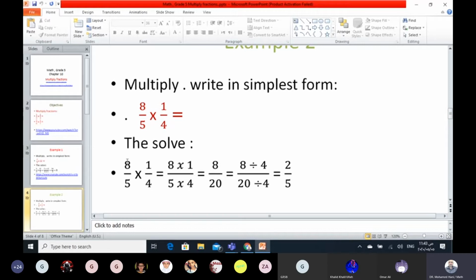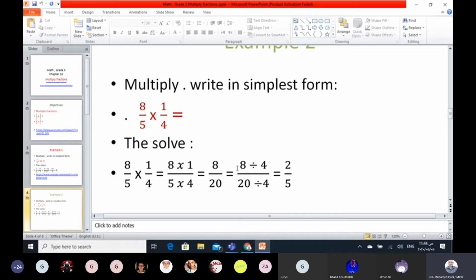How? We can write here 8 over 5 multiplied by 1 over 4: 8 multiplied by 1, over 5 multiplied by 4. So 8 multiplied by 1 will be 8, and 5 multiplied by 4 will be 20. As you see here we have 8 over 20. This is not the last answer here. We can do simplest form. Find GCF between 8 and 20. You will find 4. GCF equals 4.